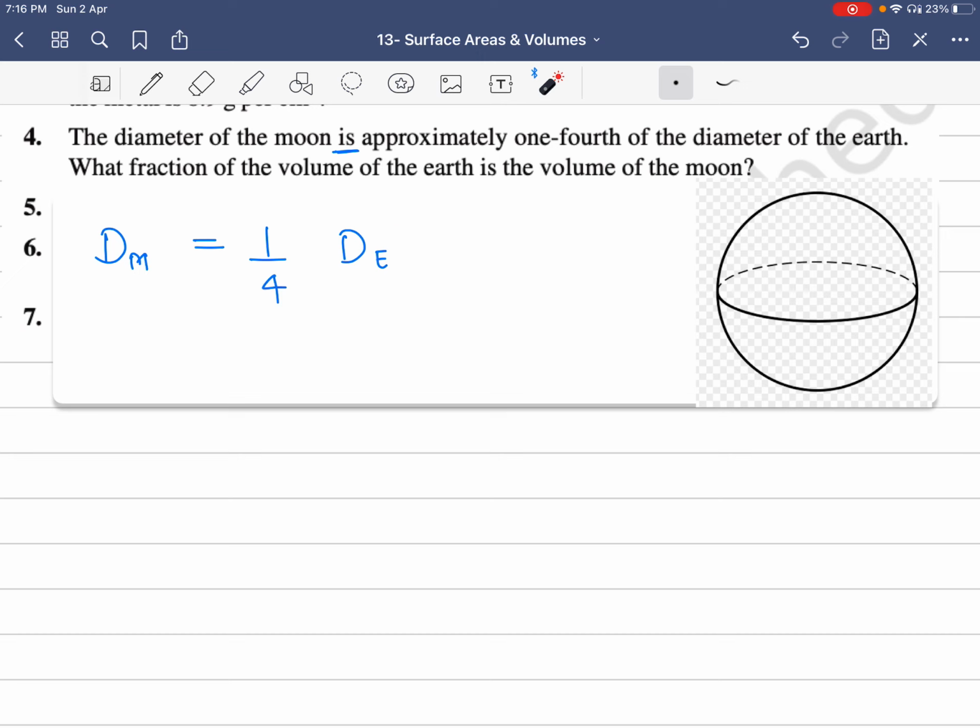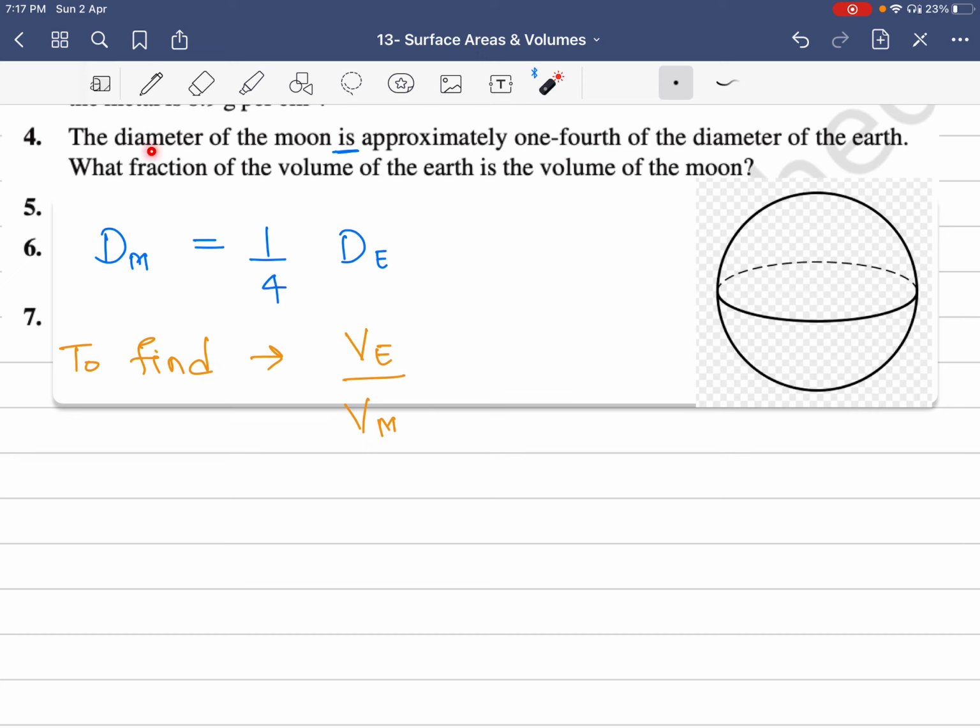Now, what fraction of the volume of earth is the volume of the moon? Basically they're asking us to find the fraction of volume of earth divided by volume of moon. Let's try to read the question again. The language is a bit different, but it's quite a simple and straightforward question.